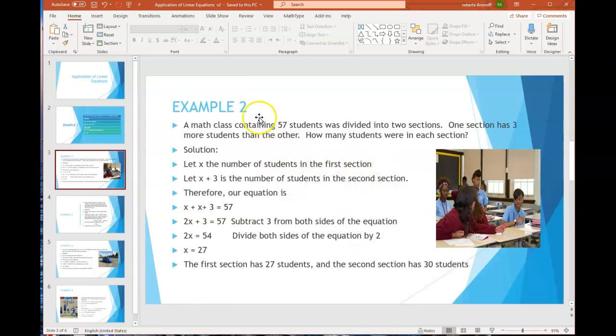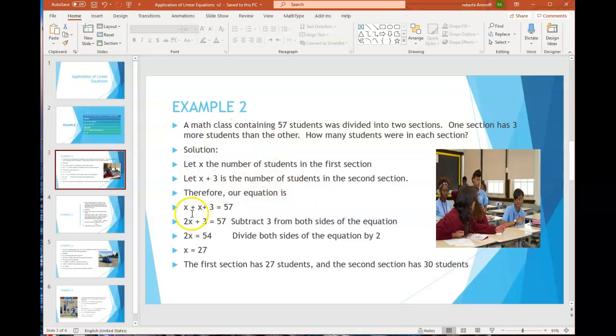Example 2. A math class contains 57 students and was divided into 2 sections. One section has 3 students more than the other. How many students were in each section? So I'm going to let x be the number of students in the first section, and I'm going to let the second section be called x plus 3 because that section will have 3 more students than the other one.